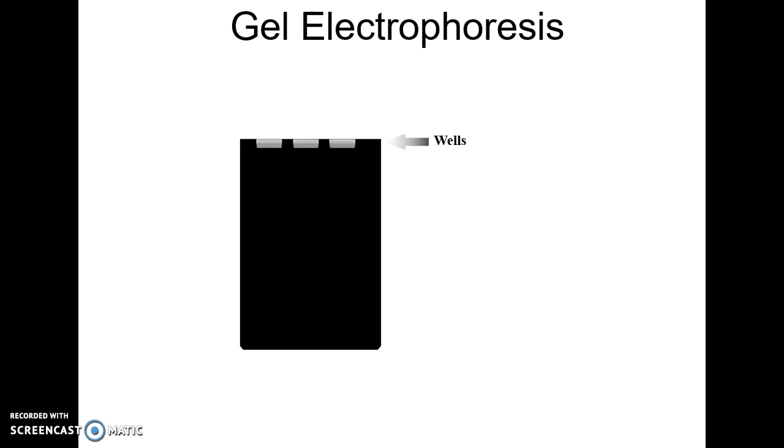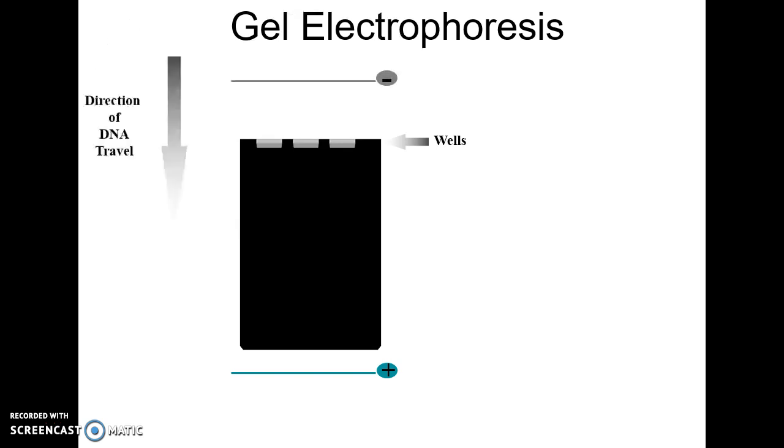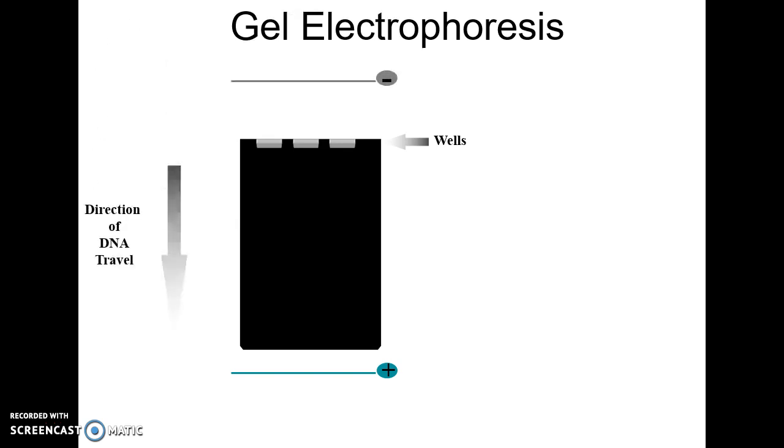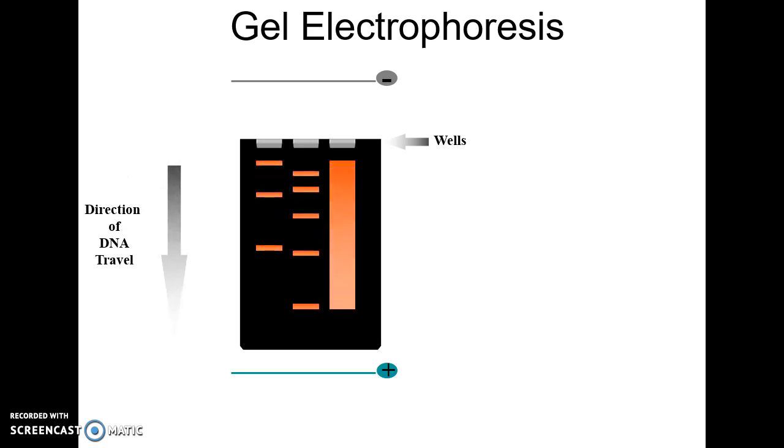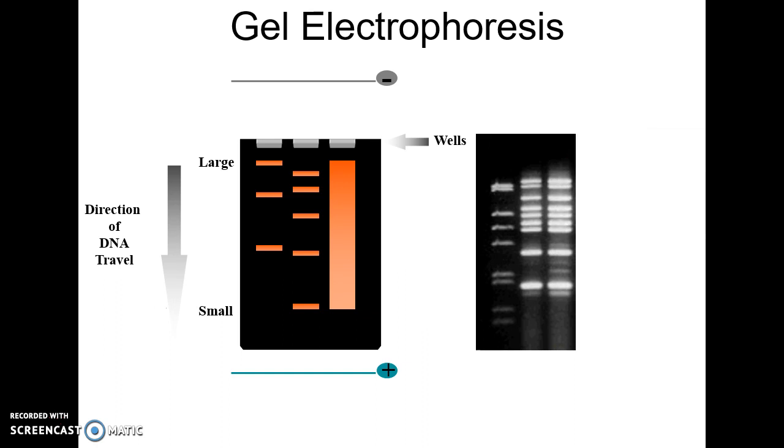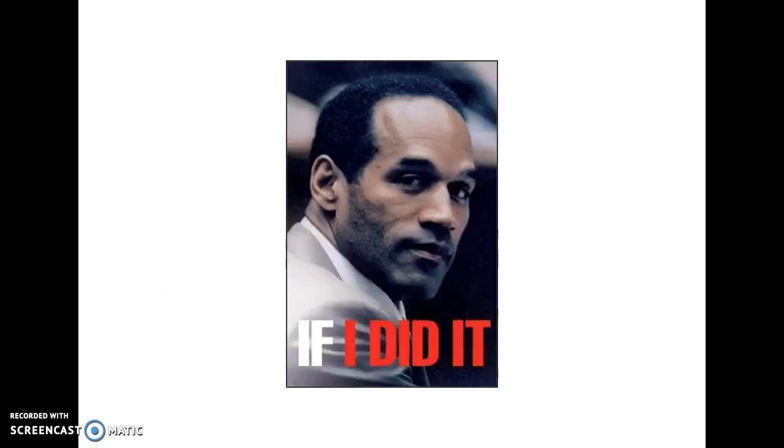And we know this because of the negative and positive direction of DNA travel. The wells are going to travel down because DNA is negatively charged, being attracted to the positive. Large, small. Okay, so that's what we look like. This is what we're going to analyze.